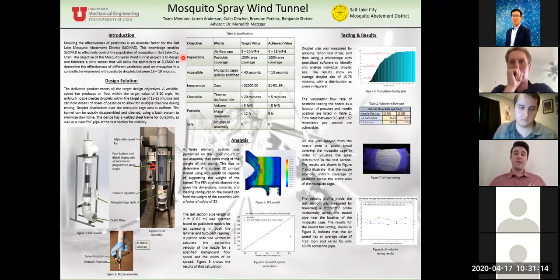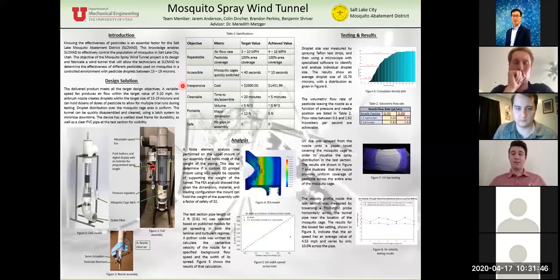For the pesticide coverage, we did some testing and found that we have 100% coverage over the 6-inch cross section of our tunnel for the mosquito cage. It is accessible. Due to our design, we can insert the mosquito cages very quickly, in under 10 seconds, and that also makes it pretty easy to disassemble and clean. It is inexpensive. We came in under budget, and we're feeling pretty happy about that.